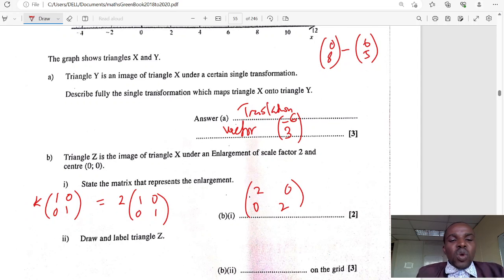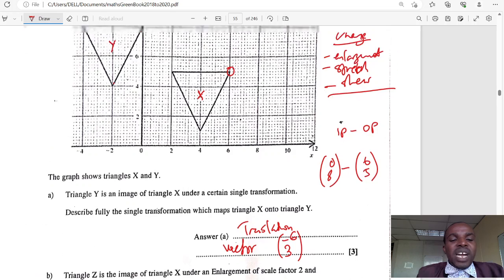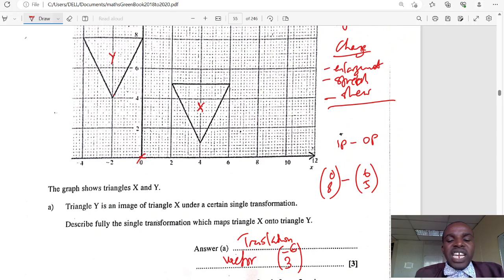So this will be the matrix representing an enlargement. Done. Then draw and label triangle Z. Right? Enlargement. So first thing, you mark the center. Center is 0, 0, this one. Then the scale factor can either be negative or positive. Negative scale factor means the image is on the opposite side of the center. But positive, in this case 2, means the image is on the same side of the center of enlargement as the original shape.